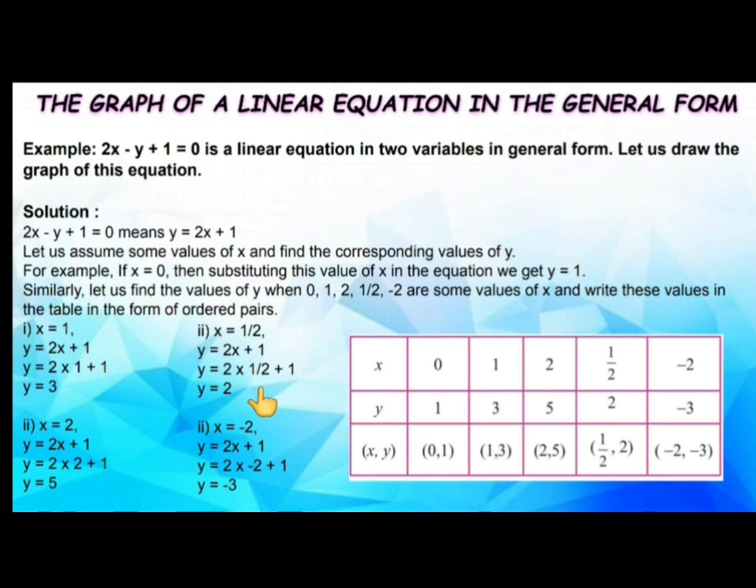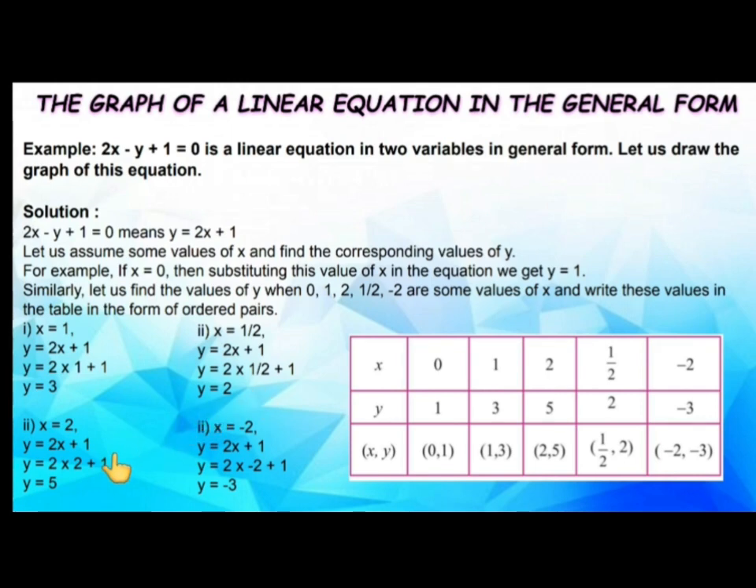So when the value of x is half, we substitute this half in the equation y equals 2x plus 1. So in place of x, we write the value of x that we assumed, which is half. So when we solve this, we get the value of y to be 2. So when x equals half, y equals 2. We write it down in the table.